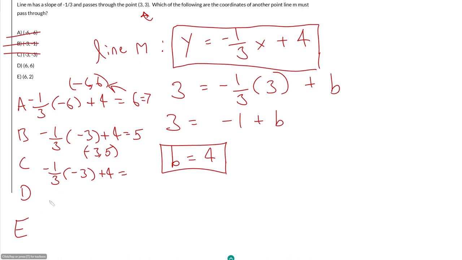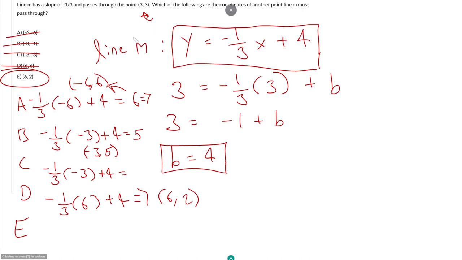(6, 6). So negative 1/3 times 6 plus 4. This looks like it should be, actually, no. This is not going to work because this is negative 2 plus 4, which gives us positive 2. (6, 2) is a point on our line. That's not this, but that is what our value for E is, and that is our right answer. We don't have to check it because we already calculated it when we looked at D. So E is our answer here.